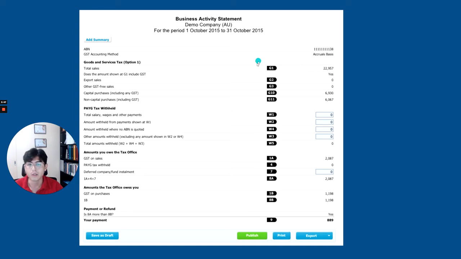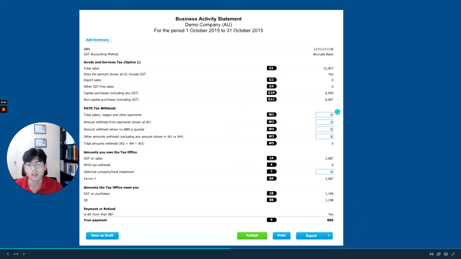The main numbers you need to understand here are firstly G1, which is the total sales, then 1A, which is your GST on your total sales, and 1B, which is the GST on your expenses. When you make sales, you have to pay the ATO, which means amounts you owe the tax office, at 1A. And when you have paid GST and you're eligible for a credit, that would be 1B, the amounts that the tax office owes you. And the net would be payable.